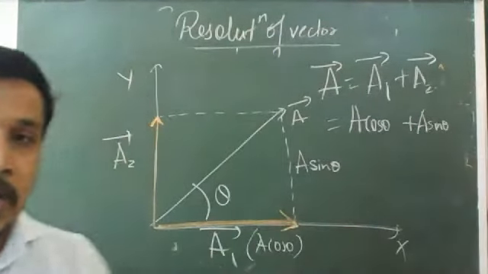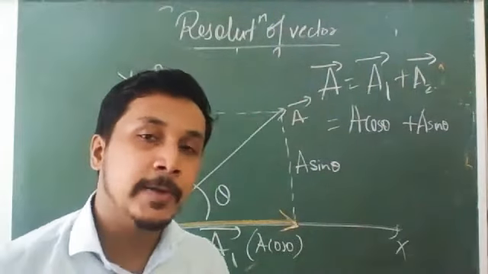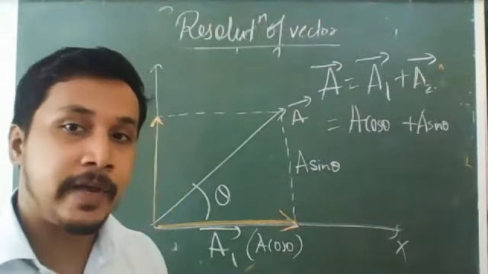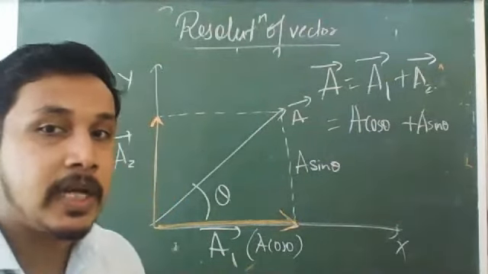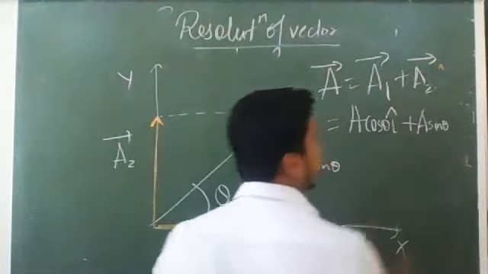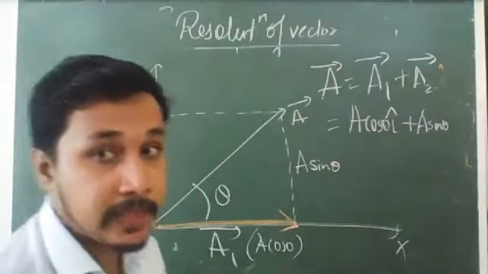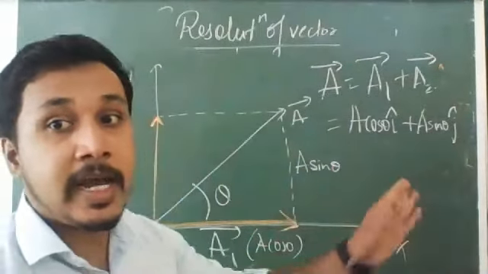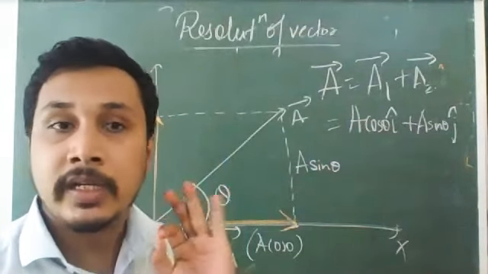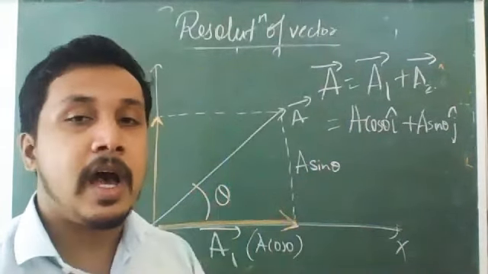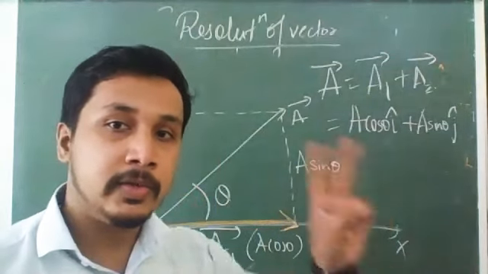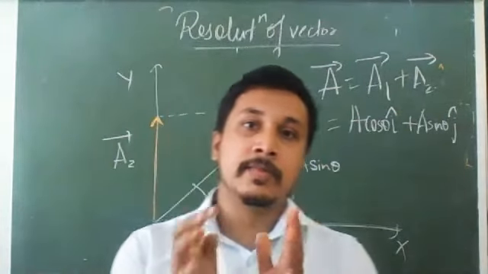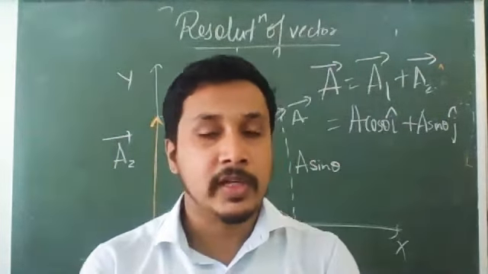But here A cos theta and A sin theta represent only the magnitude part. What about the direction? So here comes the unit vector. If I multiply A cos theta with the i vector, and A sin theta with the j vector, then A cos theta and A sin theta are converted into vectors. This is how we resolve any vector into two components. Tomorrow we will discuss more about resolution of vector. Thank you very much for watching this.